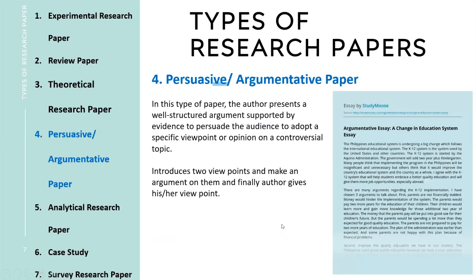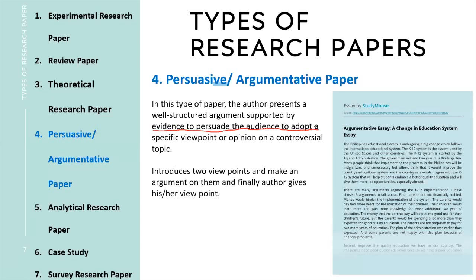And there is also a type of research paper we call the argumentative or persuasive paper. It is also a kind of review paper. In this type of paper, the author presents a well-structured argument supported by evidence to persuade the audience to adopt a specific viewpoint or opinion on a controversial topic. So you are going to make an argument. As an example, I have given here an argumentative essay on a changing education system. You can make an argument in your own research paper, talking about the pros and cons of this changing education system. Are there any advantages and disadvantages? Likewise, you are making an argument inside the research paper, right?